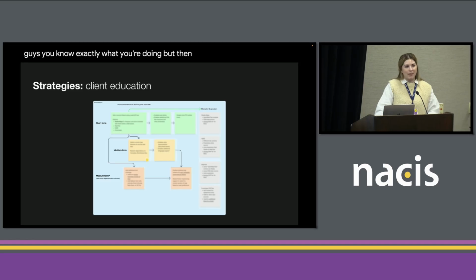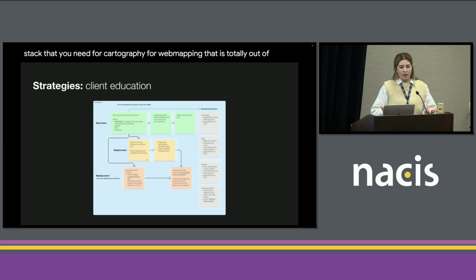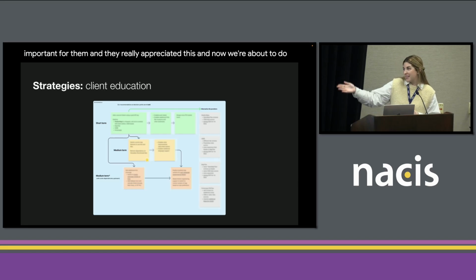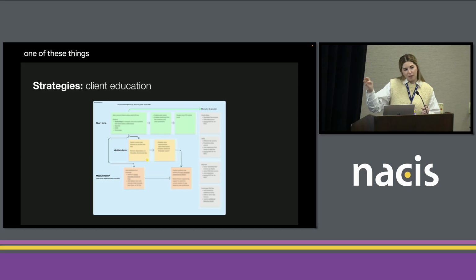But then when it comes to the tech stack that you need for cartography, for web mapping, that is totally out of their wheelhouse. And so explaining how all the pieces fit together is really, really important for them. And they really appreciated this. And now we're about to do one of these things. I think the medium term, the yellow one here.